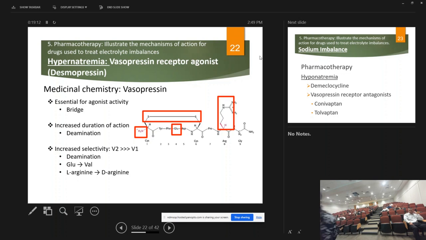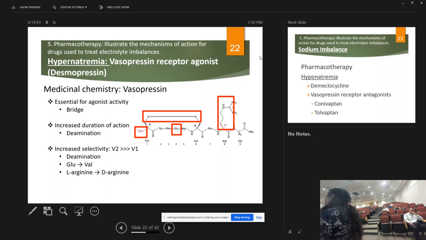Then there is also selectivity. There are different receptors. V2 is what we are talking about, but there are V1 receptors. So if you want your drug to be more selective to V2 versus V1, then these are the modifications you need to know. These things are studied more when people are developing new drug molecules or how to make the drug better. They can do deamination so that V2 has more selectivity.